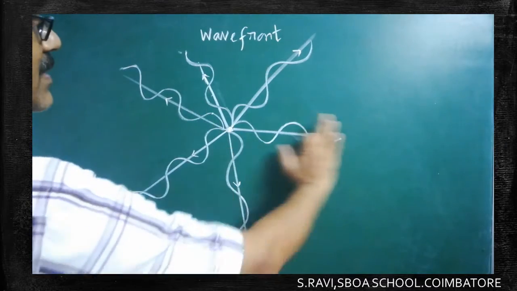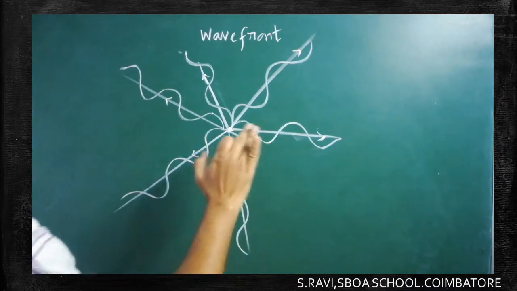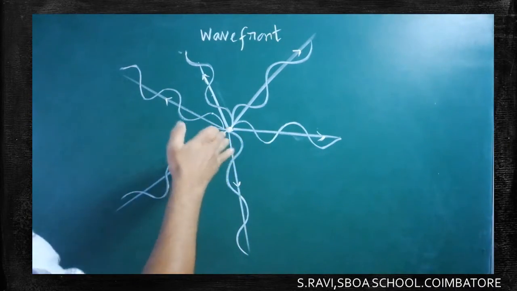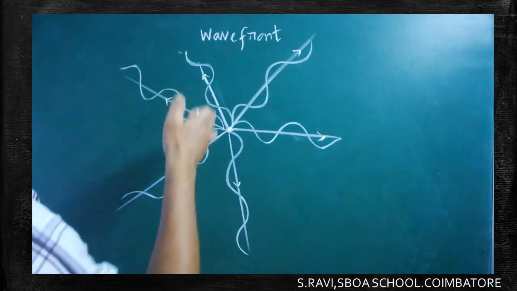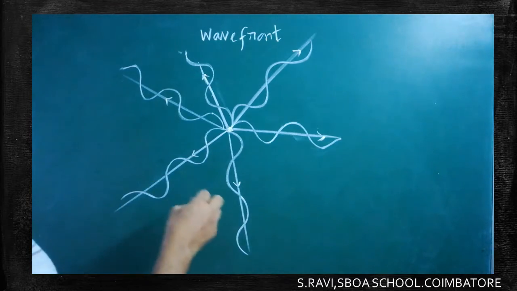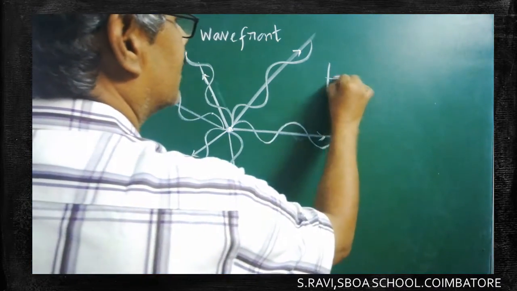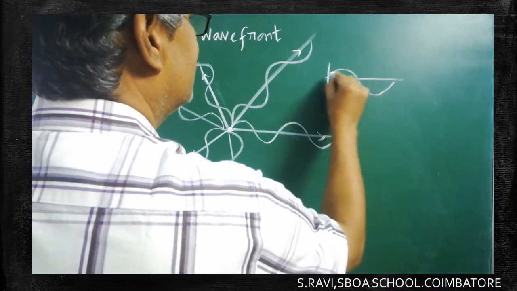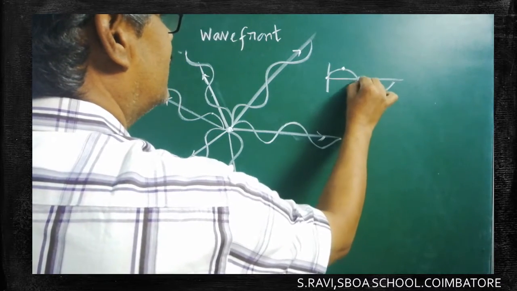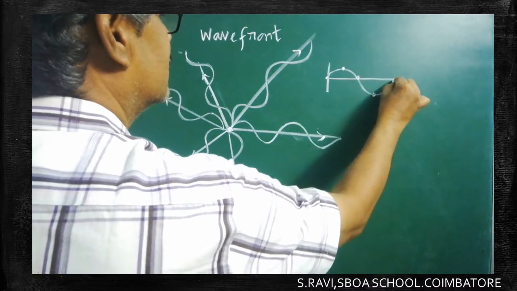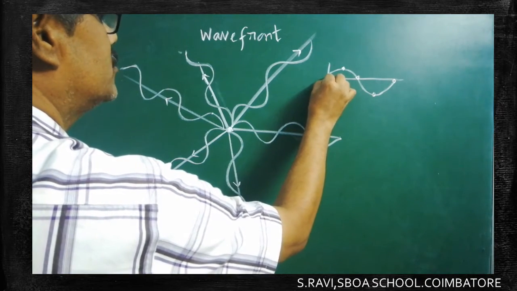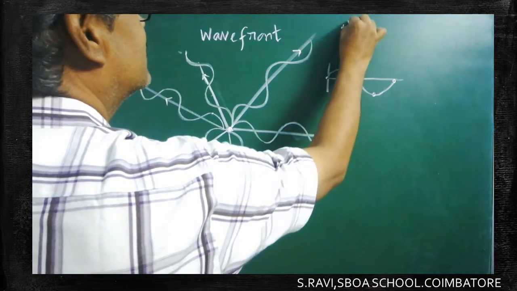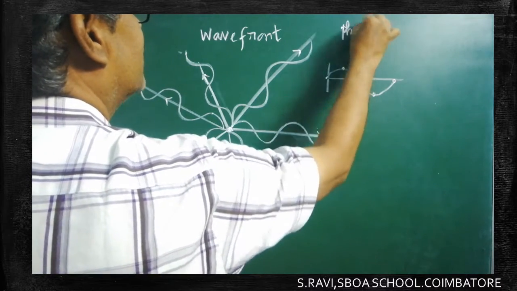Not only on the surface of the board, you have to imagine that the light is traveling towards you and even towards the blackboard also. Are you clear? Now, in any wave, let us draw a single wave. In any wave, we are able to locate certain points. These positions are called angular positions. The angular positions of the wave are called phase.